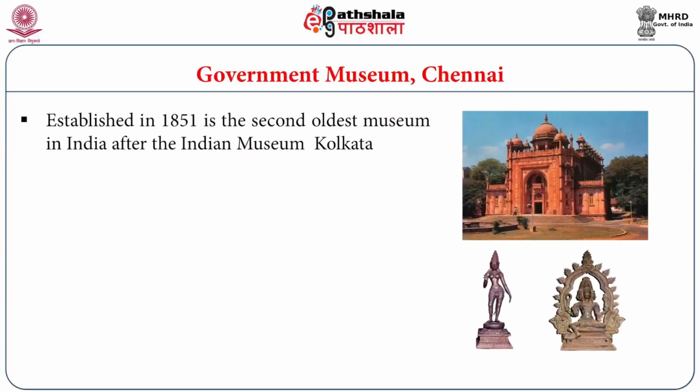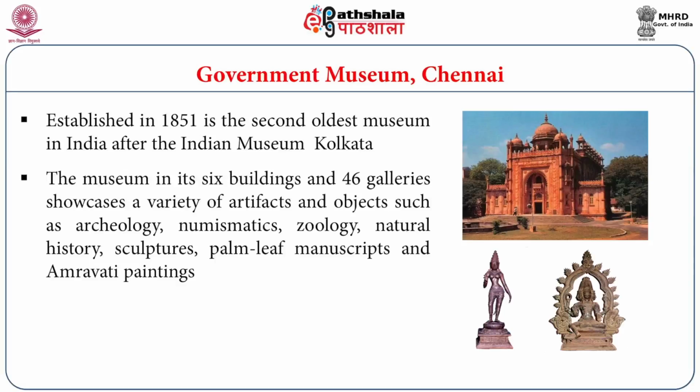The Government Museum Chennai, established in 1851, is the second oldest museum in India after the Indian Museum Kolkata. The museum, in its 6 buildings and 46 galleries, showcases a variety of artifacts and objects such as archaeology, numismatics, zoology, natural history, sculptures, palm leaf manuscripts, and Amaravati sculptures.